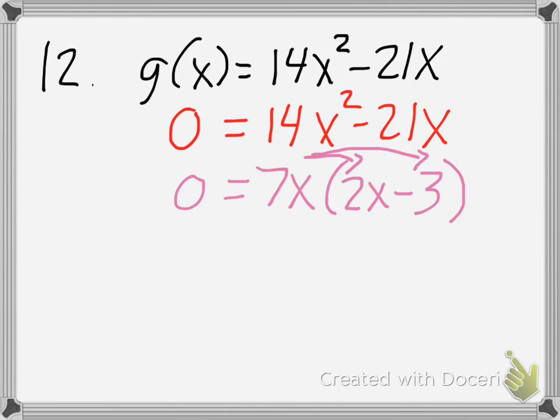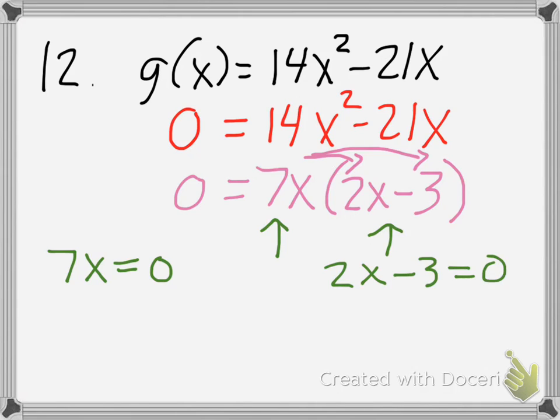So now that we factored our right-hand side, the next step is to apply the zero product property, which says if you're multiplying two quantities together, here's the first quantity and here's the second, and your answer is 0, then either that first one, the 7x, has to be equal to 0, or the second one, the 2x minus 3, has to be equal to 0. Once you solve each equation, you have your two solutions.